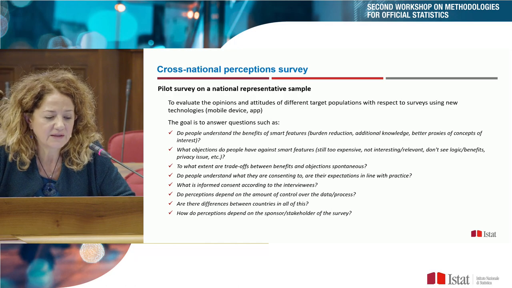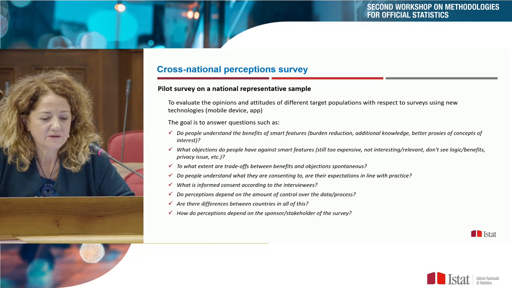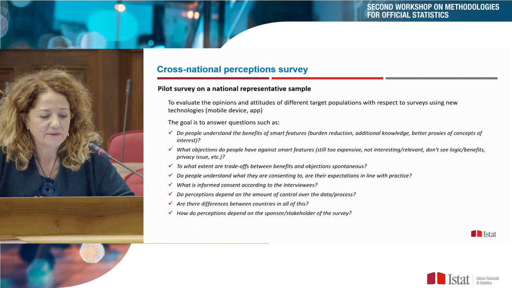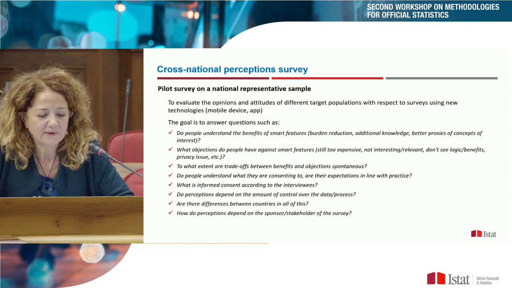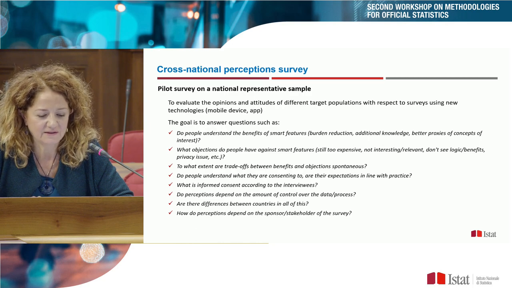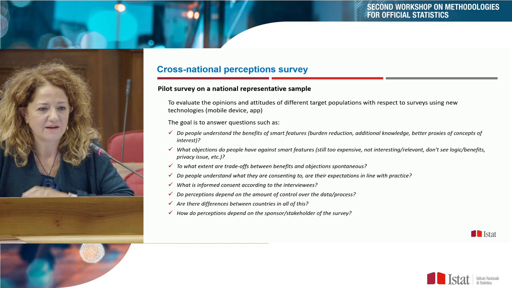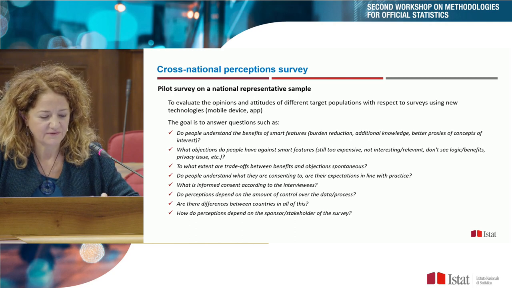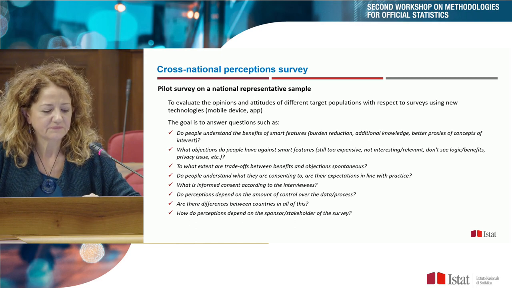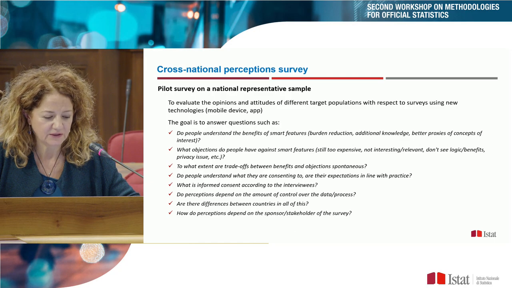Just a few words about this important survey, which is a cross-national survey on perception about smart surveys. The aim of this survey is to understand what people think about this type of new survey. So do people understand the benefits of smart features? What objections do people have against smart features? To what extent is there a trade-off between benefit and objection to spontaneity? So many questions are investigated in this survey, which is conducted not only in Italy, but also in the Netherlands and in Slovenia. And in Italy, it will be on field in January.